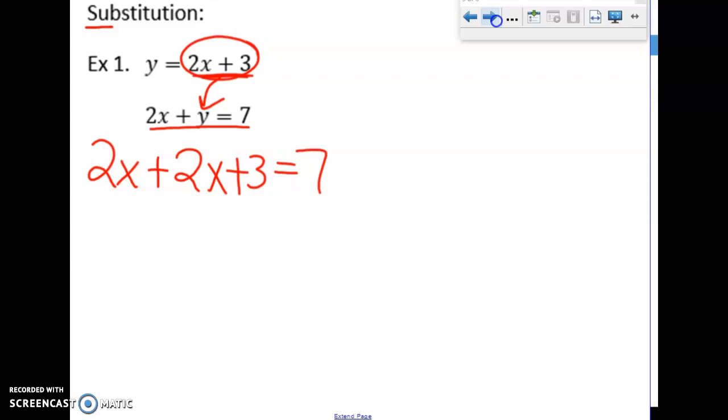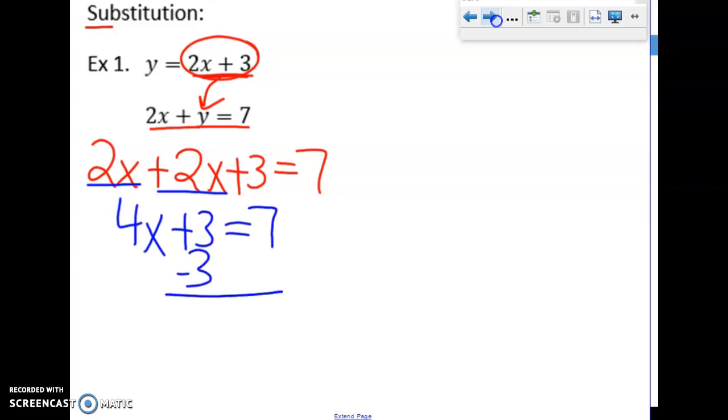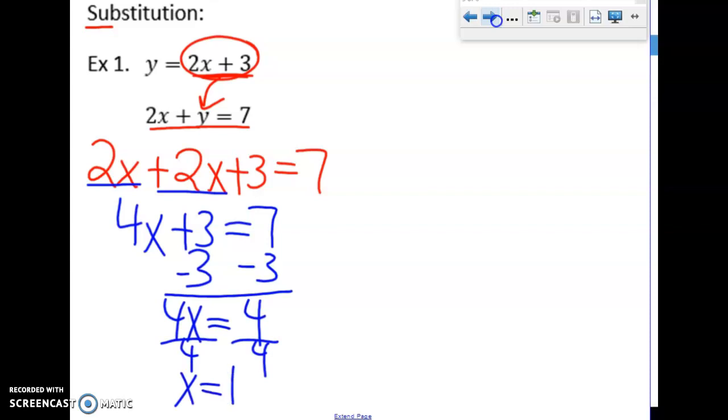So once I've done that, it's pretty simple here. A real quick review. Combine like terms if they're on the same side. 2x and 2x make 4x plus 3 equals 7. Now we got it down to a two-step problem where I subtract 3 on both sides. I end up with 4x equaling 4. Divide by 4 and x is equal to 1. So there you have it. We have solved for the x value.